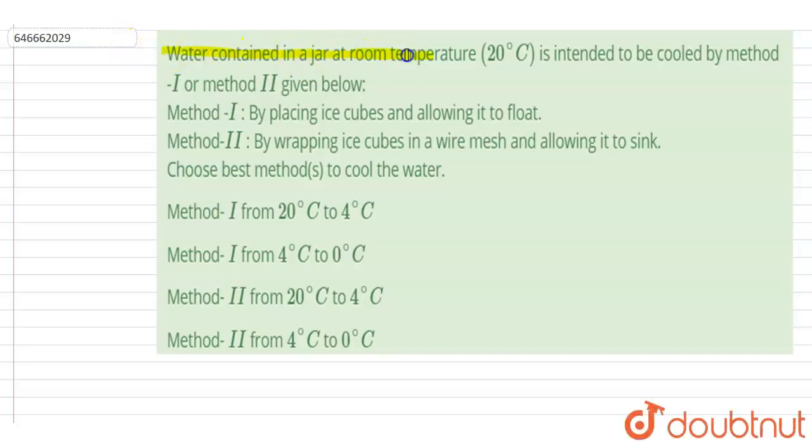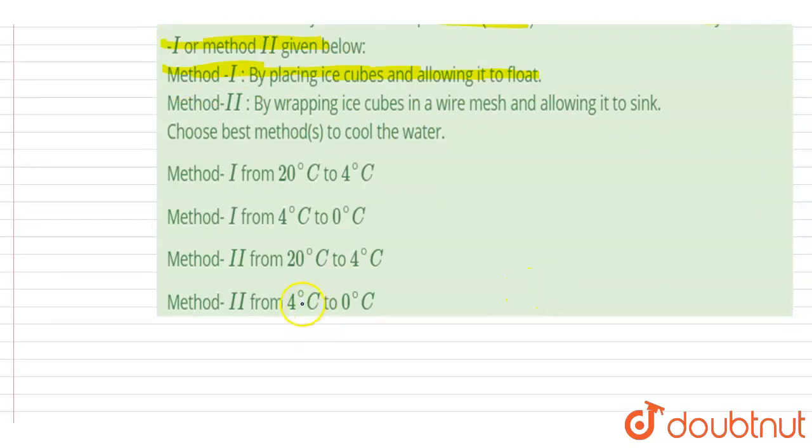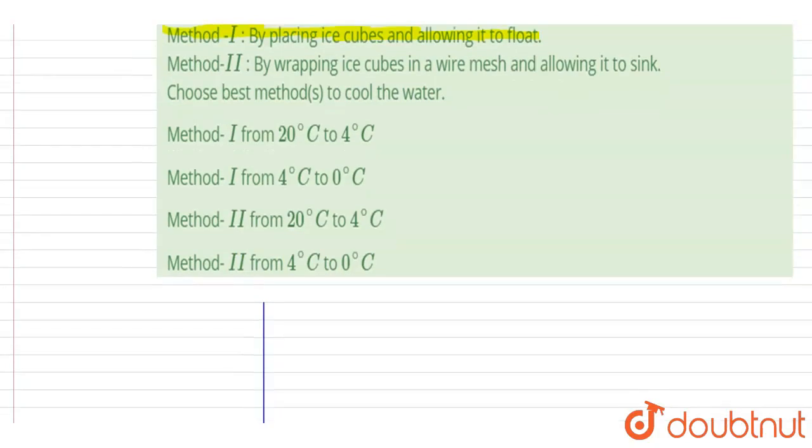Water contained in a jar at room temperature 20 degrees Celsius is intended to be cooled by method 1 or method 2 given below. Method 1, by placing the ice cube and allowing it to float. So if you see here, when we place the ice cube and allow it to float, what will happen? We know that the density of water is maximum at 4 degrees Celsius.